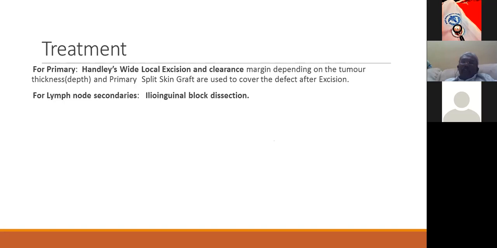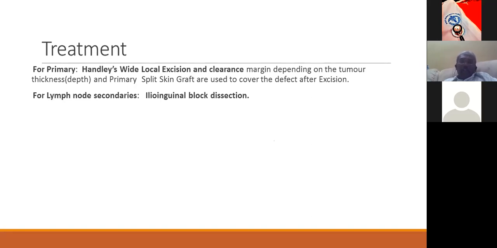So how much clearance do you give for this patient? Depending upon the depth, how much normal skin do you remove along with the tumor? For more than 2 millimeter, we'll give 2 centimeter margin clearance, sir. Very good. If it is less than 1 millimeter depth, in those cases we can give 1 centimeter margin. Correct. For in situ melanoma, we should give at least 0.5 centimeter margin clearance. Fantastic.